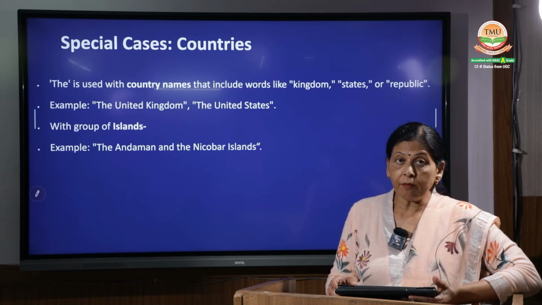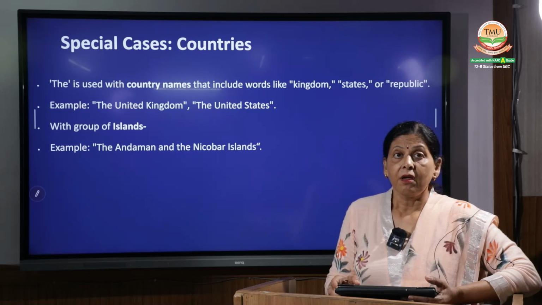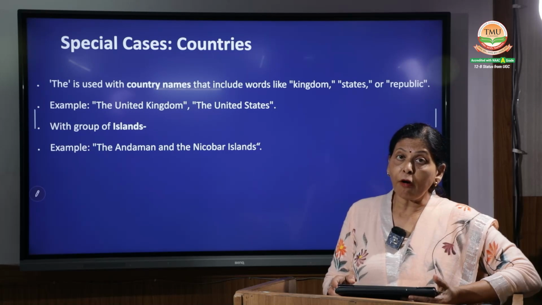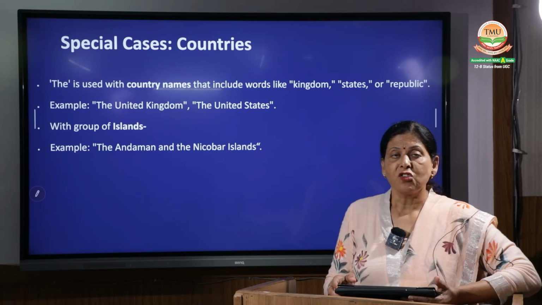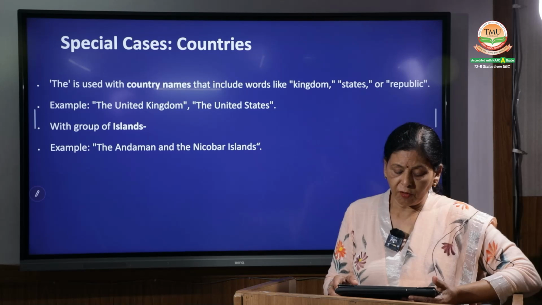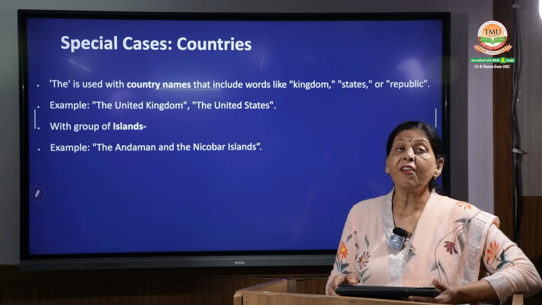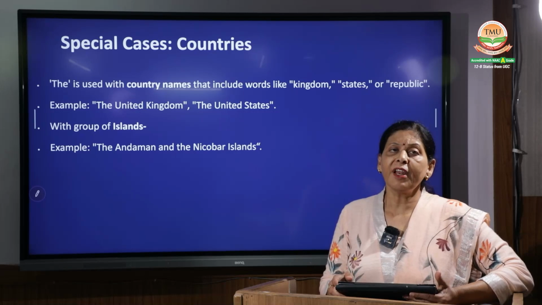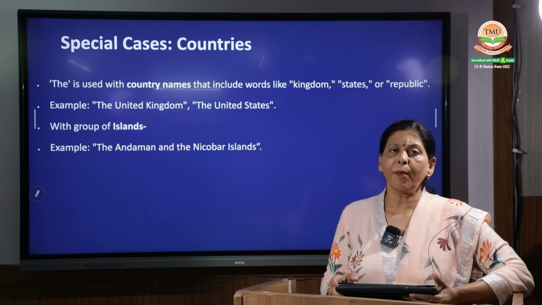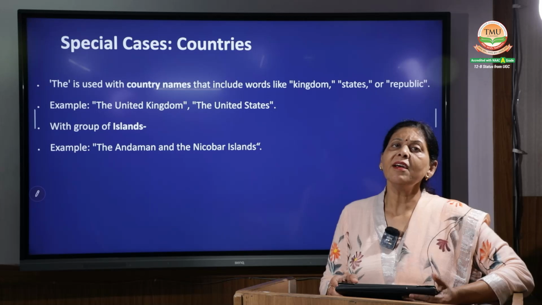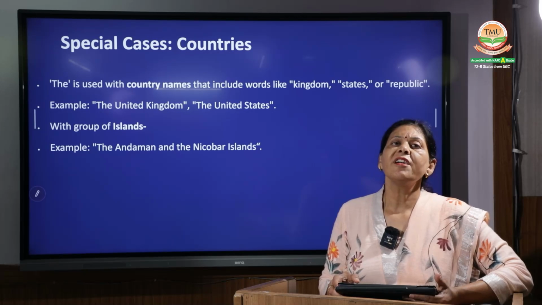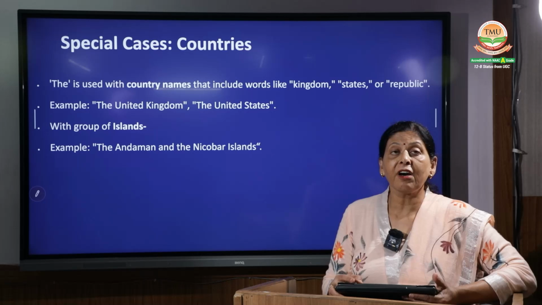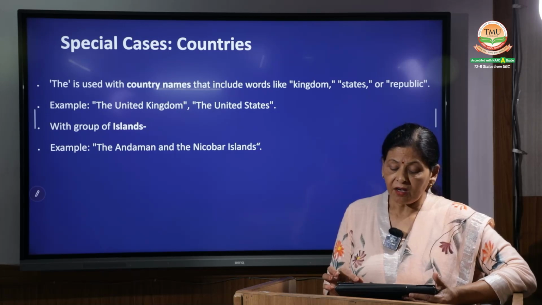The United Kingdom, the United States of America, then the Republic of Czechoslovakia. So in front of these, the word the is used. So the countries which have names with words like republic, kingdom and states, in front of those, definite article the is used. Then in front of a group of islands, the Andamans and the Nicobar.